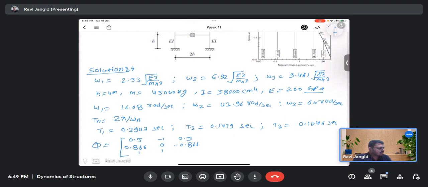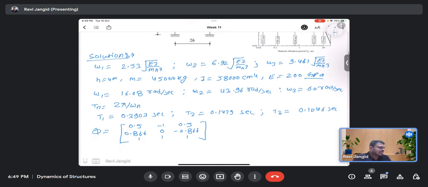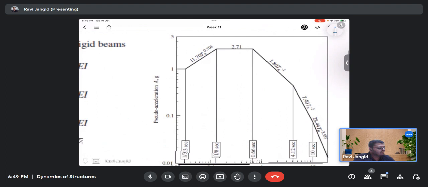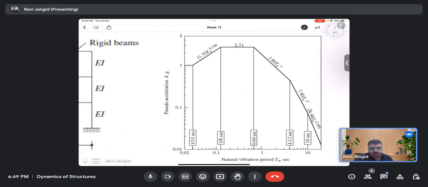In the previous question, the unknowns were A1, A2 and A3. So here we need to find those things. Let me zoom it. Corresponding to T1 equal to 0.39, T2 equal to 0.1429, and T3 equal to 0.1046, find out the response.